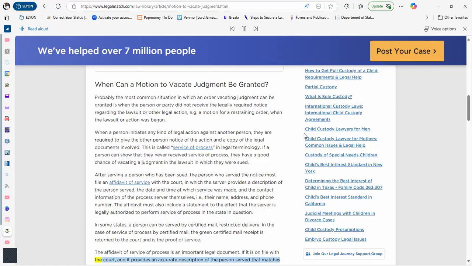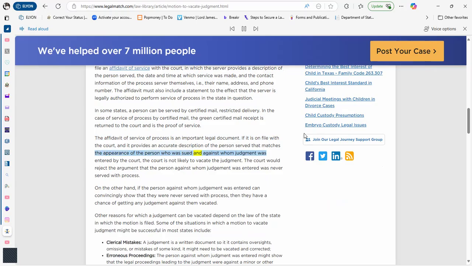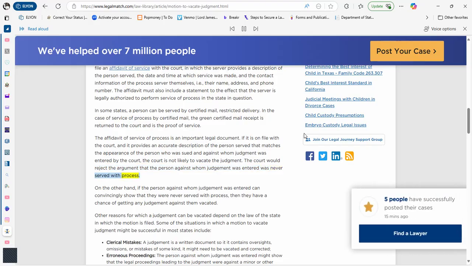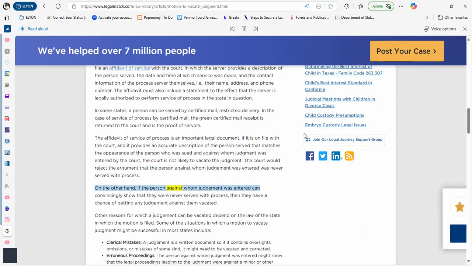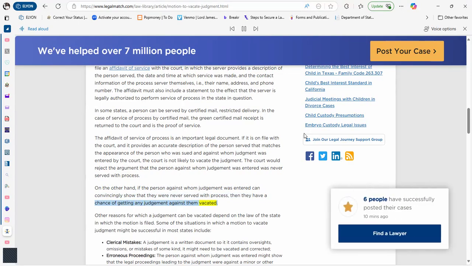If it is on file with the court, and it provides an accurate description of the person served that matches the appearance of the person who was sued and against whom judgment was entered, the court is not likely to vacate the judgment. The court would reject the argument that the person against whom judgment was entered was never served with process. On the other hand, if the person against whom judgment was entered can convincingly show that they were never served with process, then they have a chance of getting any judgment against them vacated.